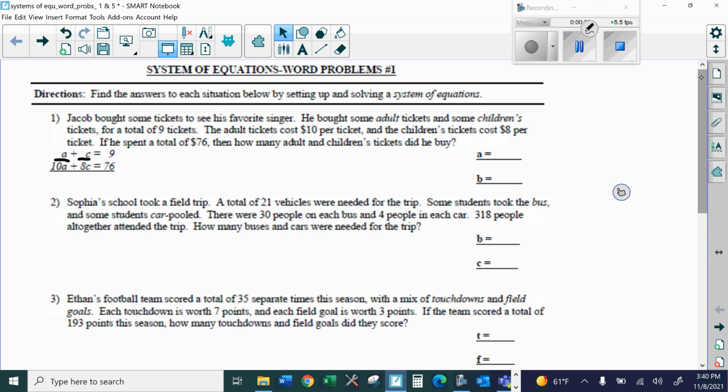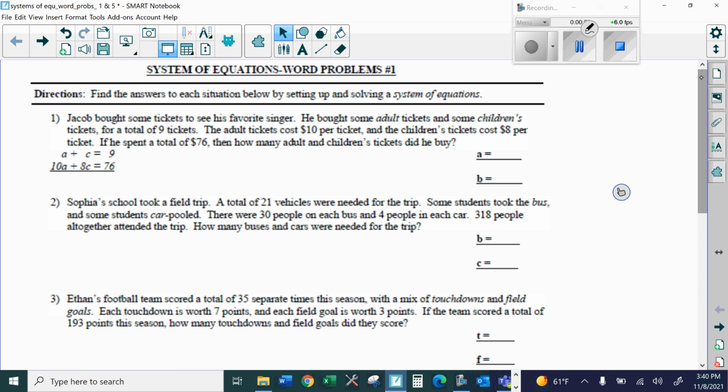The adult tickets cost $10 per ticket, so that's going to be $10 for every adult. That's why it says 10A. And children's tickets cost $8 per ticket. That's why it says plus 8C. And Jacob spent a total of $76, so you add them together and they equal $76. So now we have our system of equations.